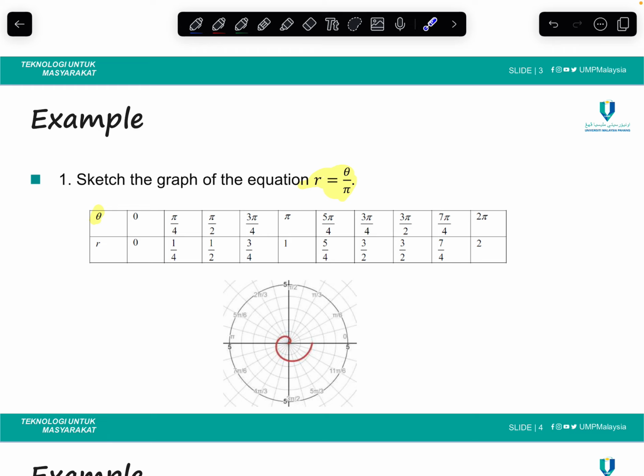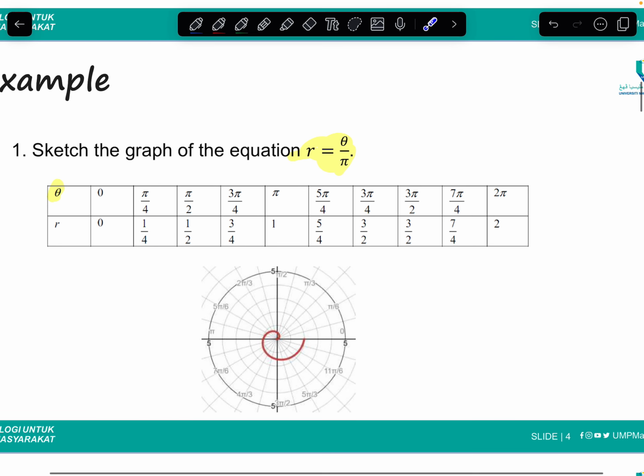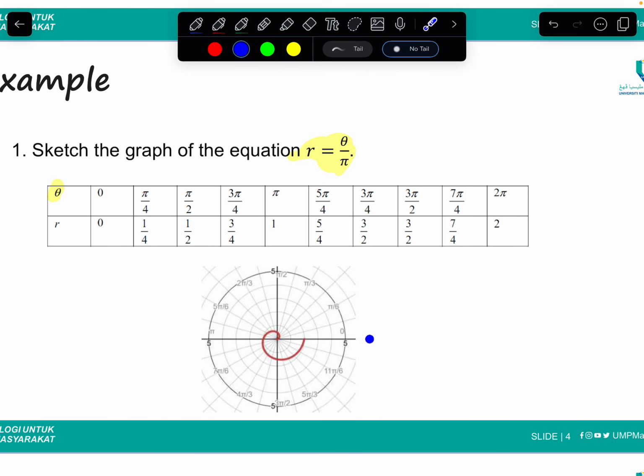Then you have to plot all the points in the table. For example, the value of theta is the direction here, and r equals theta over pi is at the origin. At pi over 4, you have to plot 1 over 4, and at pi over 2 you have to plot 1 over 2. Look at pi over 2, the length is 1 over 2. And then after you plot all the points, you have to join them and sketch the curve.